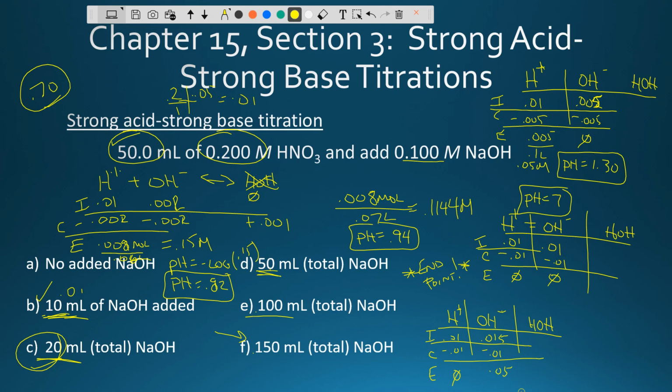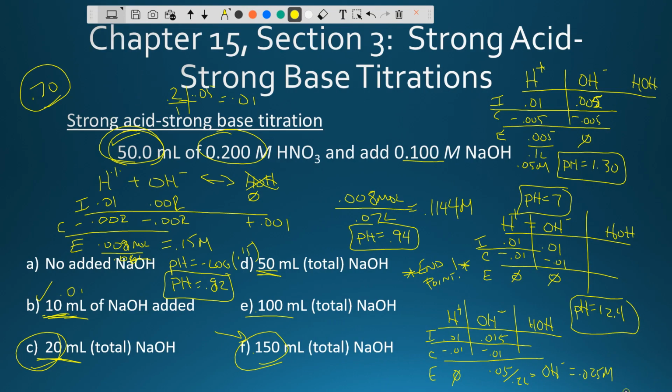Now be careful because I'm not done. I don't have 0.05 molarity, I have 0.05 moles. How many total liters did I have? Well, I have 150 milliliters here. I have 50 milliliters here. That's 200 milliliters. So I divide by 0.2 liters. And so I end up with my hydroxides now being 0.025 molar. So pH is the negative log of that, and I end up with a pH of 12.4.